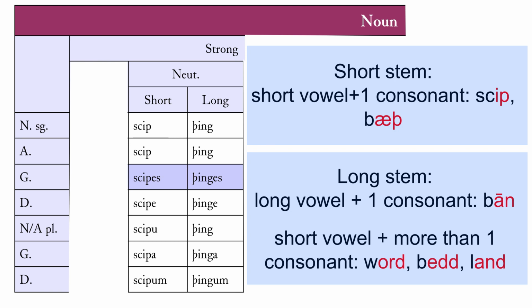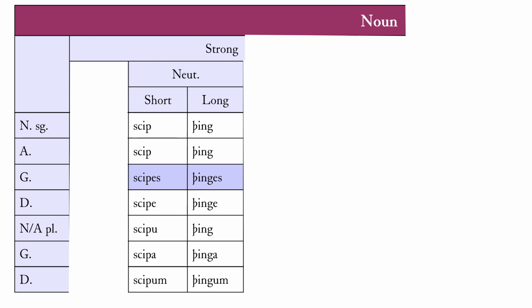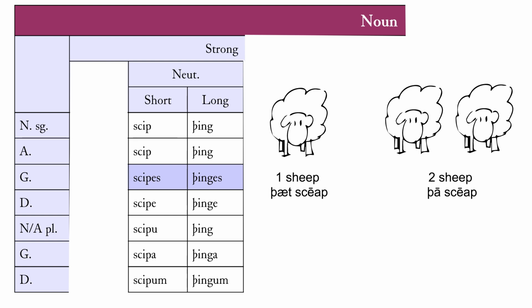You may not have realized this, but this distinction between short and long-stemmed neuter strong nouns still affects the English we speak today. Why is it that the plural of sheep is sheep and not sheeps? Well, this is because in Old English, the noun scēap was a strong neuter noun with a long stem. There's a long diphthong and one consonant. Hence, there was no specific plural form. Þæt scēap, þā scēap. And that's why we still say one sheep, two sheep, not one sheep, two sheeps.